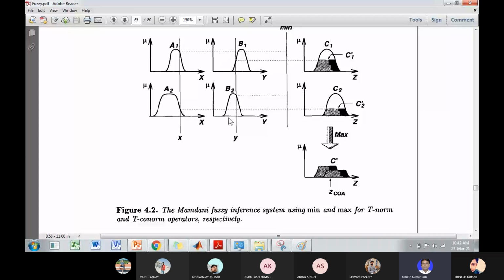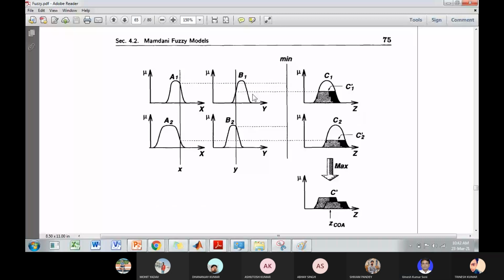Okay, so here what is the aggregation rule? The aggregation rule is the minimum of both the input antecedent parts. Okay, so here C1 is defined as the minimum membership grade, and now at the minimum membership grade, suppose this is a line, the area of the membership function C at this membership grade will be defined.